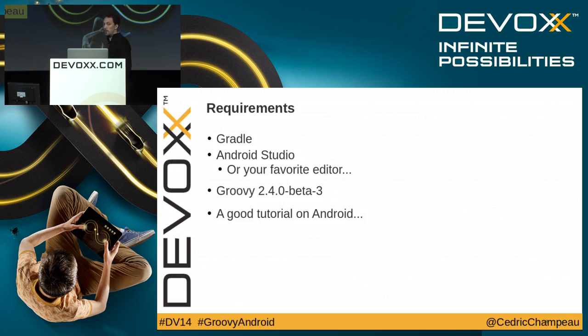You can use Eclipse, but if you do use Eclipse, you have to switch to, I think, a third-party compiler. Then Groovy 2.4 beta 3. Don't be afraid by the beta part, because it's still in beta only because we're not feature complete for Groovy 2.4, but the Android part is pretty stable. And the last one was especially for me, because when I started that, I was a total Android noob, so I learned Android by developing a Groovy application.